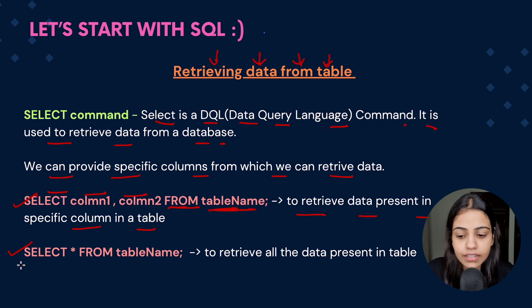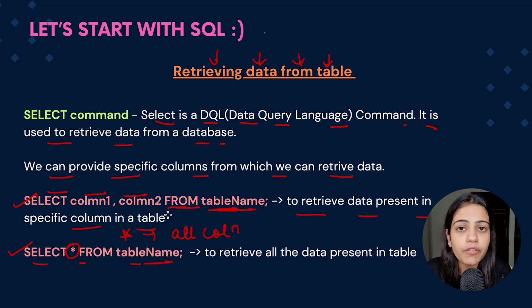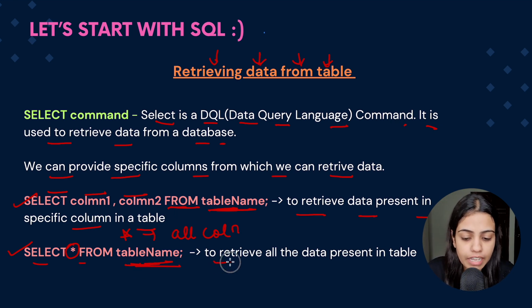Then there is another query which is select star from table name. So this star basically means all the columns which are present in our table. So whenever we want to see all the data which is present in our table, we use select star and then we provide the table name. So it helps us to retrieve all the data which is present in our table.